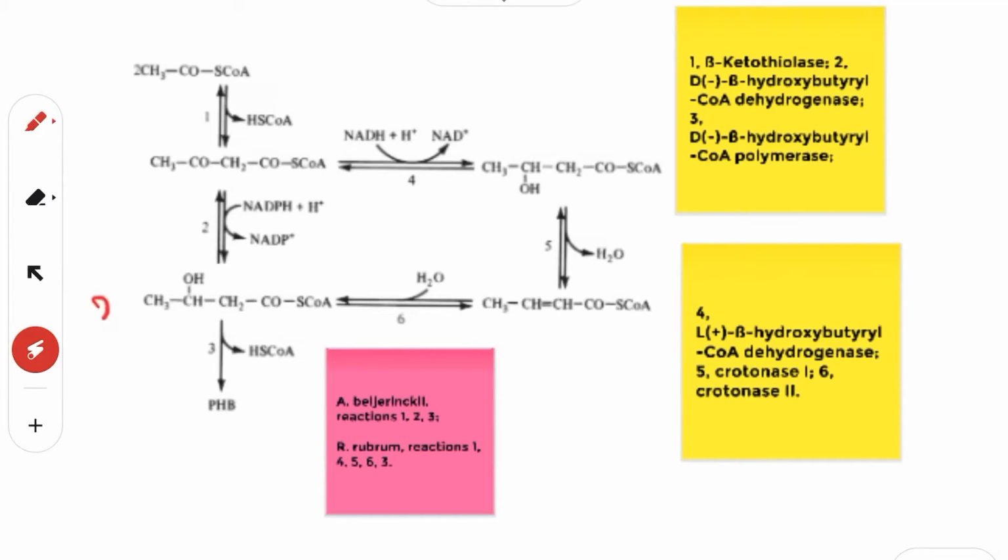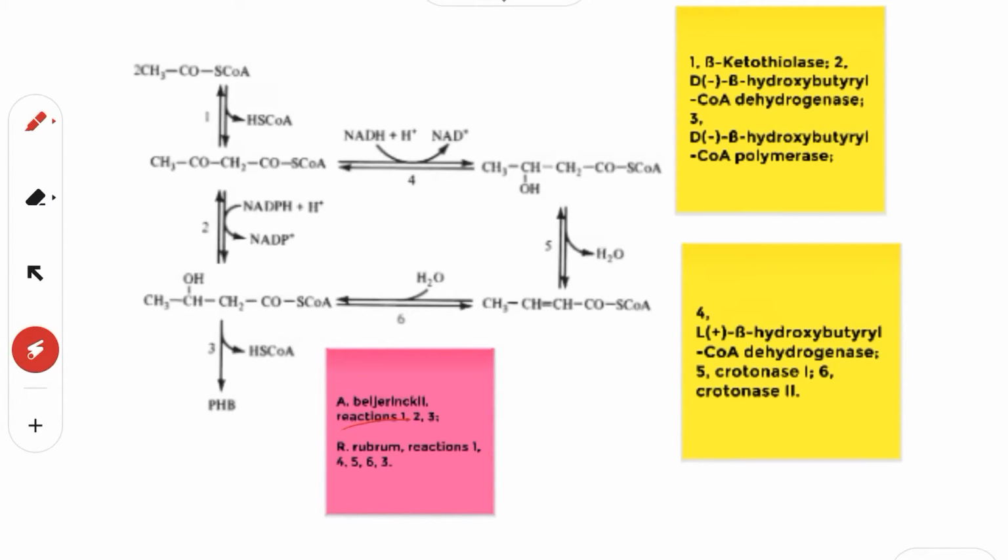So two molecules of D-beta-hydroxybutyryl-CoA react with each other to elongate the chain of poly-beta-hydroxybutyrate. So many such molecules of D-beta-hydroxybutyryl-CoA react with each other to form poly-beta-hydroxybutyrate. These reactions are catalyzed by the enzyme polymerase. So this is a three-step reaction which is followed by Azotobacter beijerinckii. This second organism is Rhodospirillum rubrum.